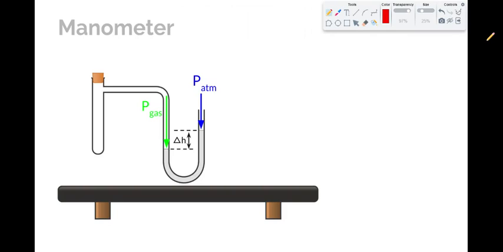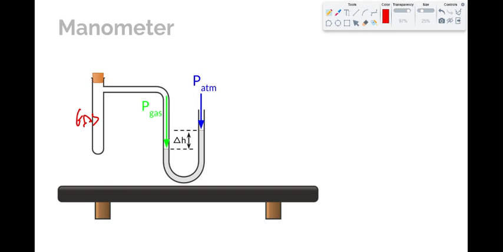If you're trying to measure something other than the atmospheric pressure, you can use a manometer. So let's say you have a gas in this tube, and it's connected up to this U-shaped tube that has mercury in the bottom of it. If the pressure in the atmosphere and the pressure of the gas are exactly the same, well, then those two levels of mercury are going to be the same.